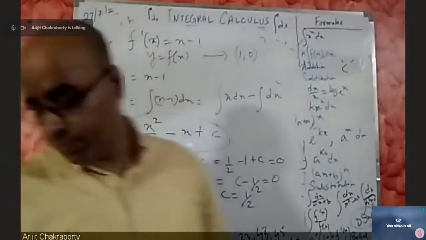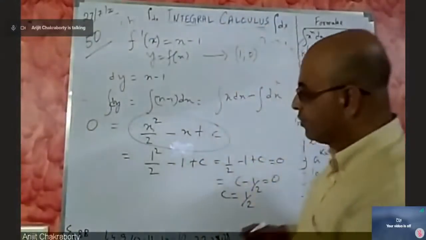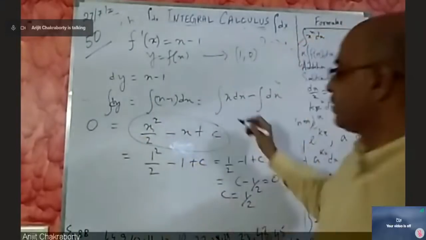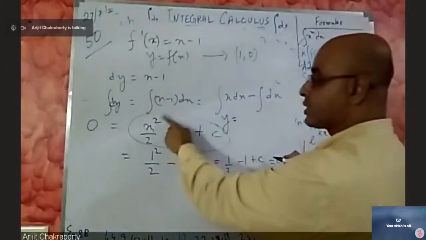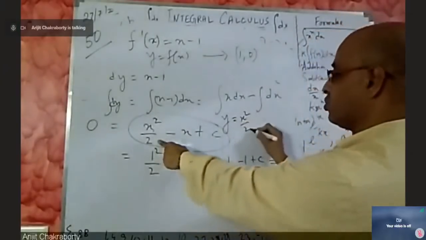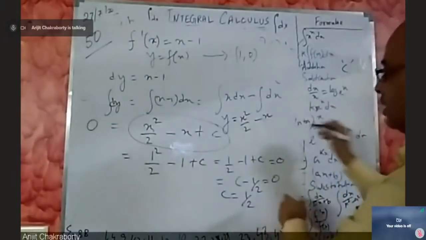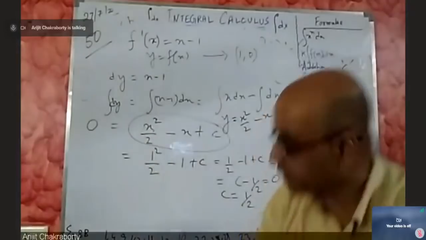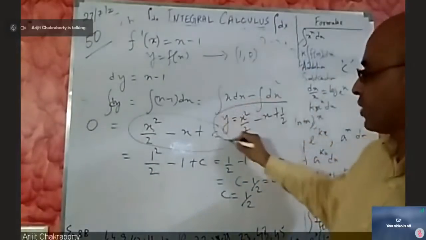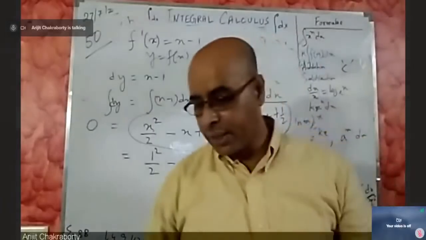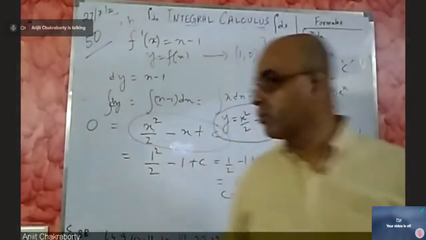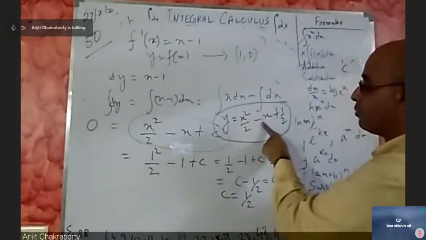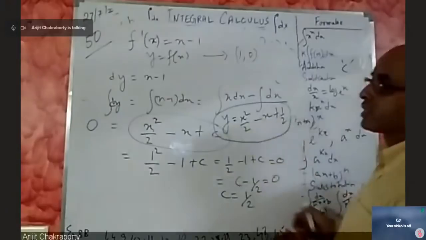If c equal to 1 by 2, then we put c equal to 1 by 2 in this equation. So the equation will become y equal to x square by 2 minus x plus half. So this is the final answer, dear students. The equation of the curve has to be found out. The equation of the curve is y equal to x square by 2 minus x plus half. And this is what we have done.